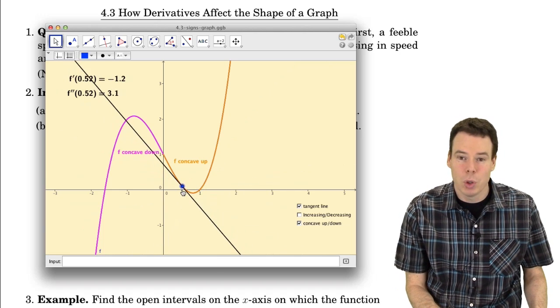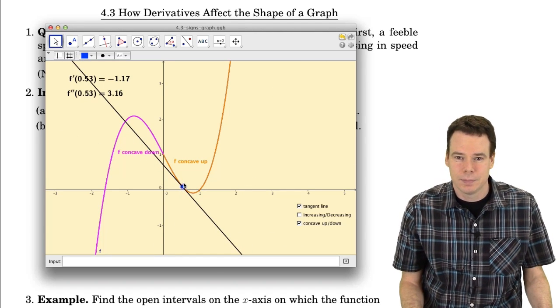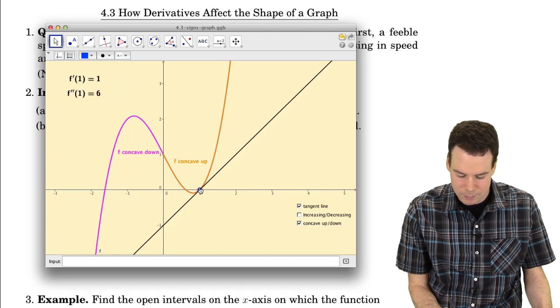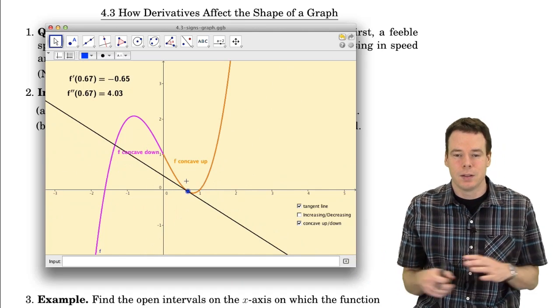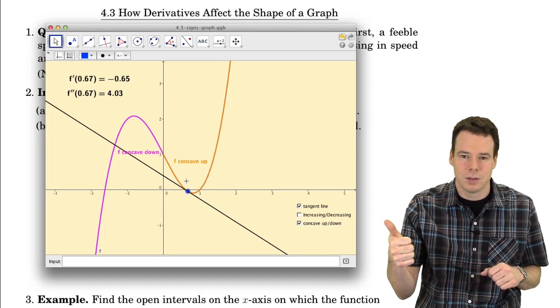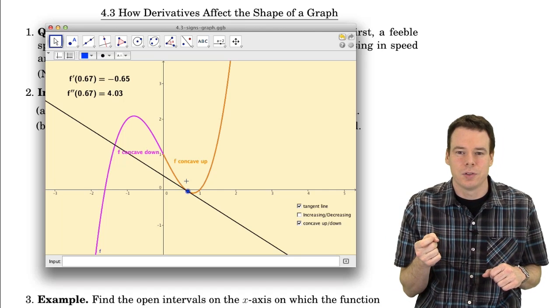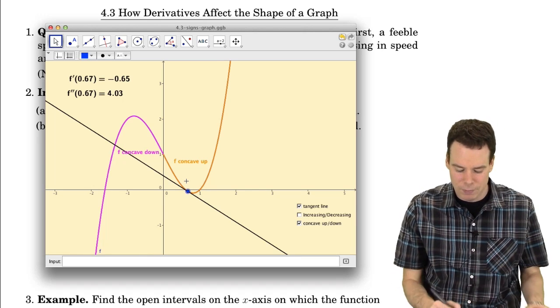That's essentially most of what we're going to talk about in today's lecture. We're going to go through and do a few examples and solidify this. But that's the big idea: the sign of the first derivative tells us intervals of increase and decrease. The sign of the second derivative tells us whether it's concave up or concave down.